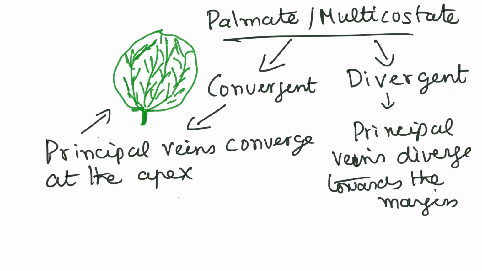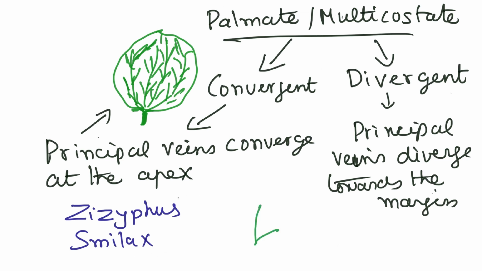An opposite kind of development where the principal veins diverge towards the margin, that is the margins of the leaf, the margins of the leaf blade, the margins of the lamina, that's what is called divergent.